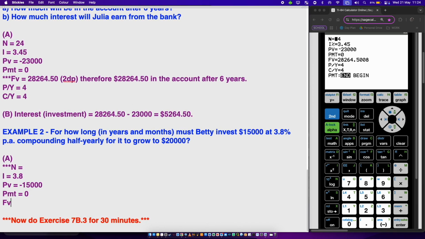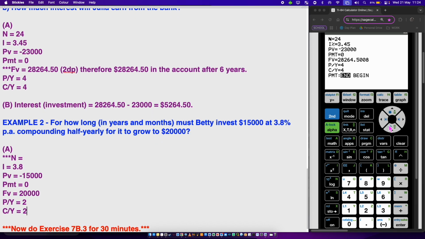It tells you what it grows to. What does it grow to? What sign would that be? It's in the bank, yes, but it's coming to you at the end. So it's going to be 20,000. PY, it doesn't say payments or anything, so it's going to be the same. How many half years are there in a year? 2. So CY is also going to be 2. Okay. Plug that into TVM.